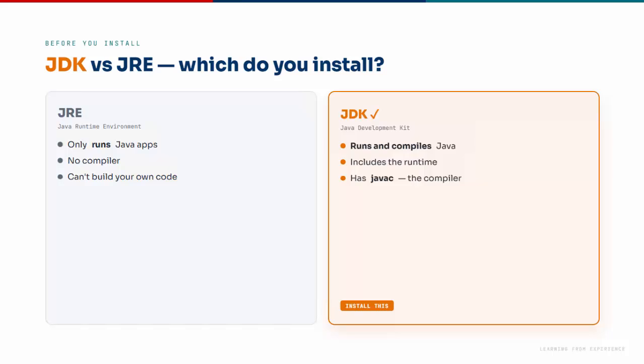The JRE only runs Java. The JDK, that is the Java Development Kit, can compile your code and run it. It includes the JRE. So when we say we are installing Java, basically we are installing JDK.